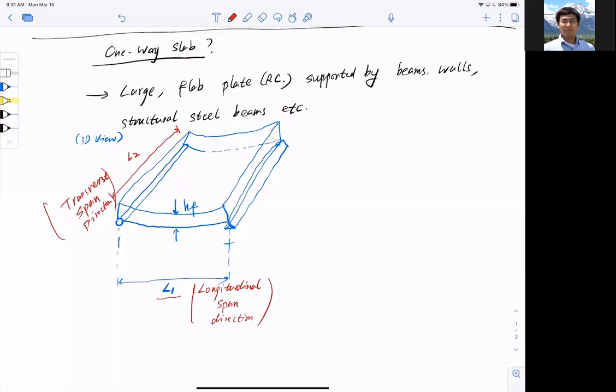All right. So I call this a one-way slab only if it is a one-way slab when the slab bends predominantly along one, or longitudinal, direction.